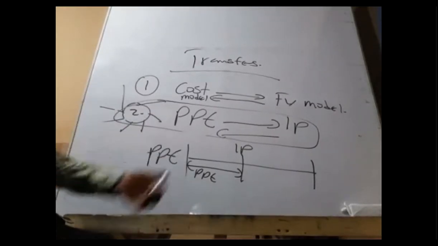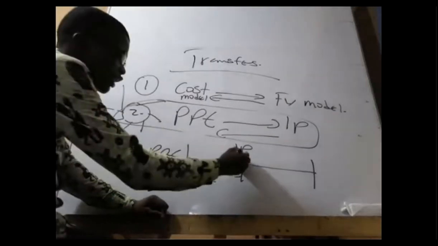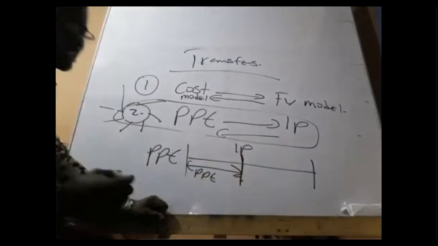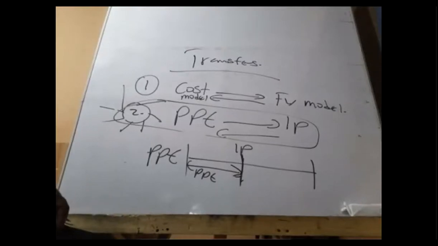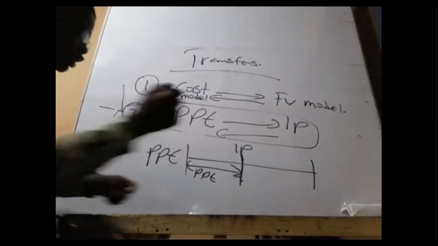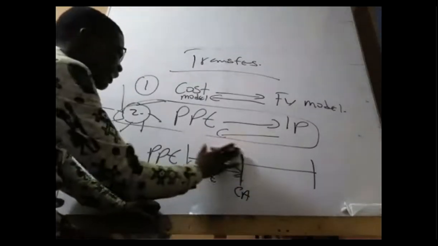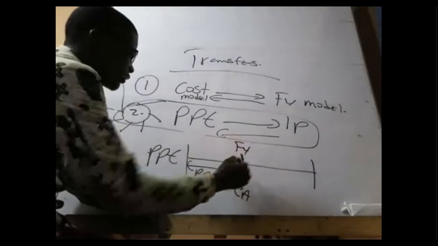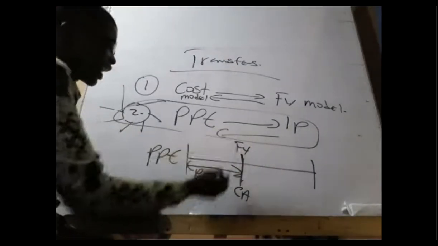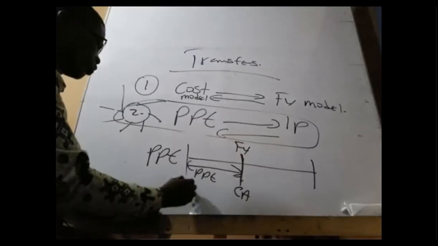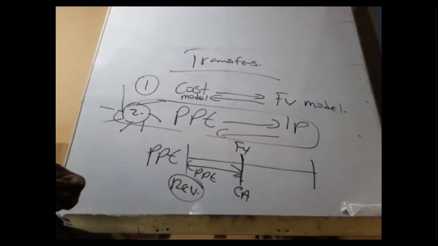Whether they're using cost model or revaluation model, fine. On the day of the transfer, the standard is saying do a proper transfer. What you do is this: that day, get the carrying amount of the asset and get the fair value on that day, the day of transfer. Any difference, kindly use the revaluation model to account for that difference, whether you're using the revaluation model or not. That's what the standard is saying.